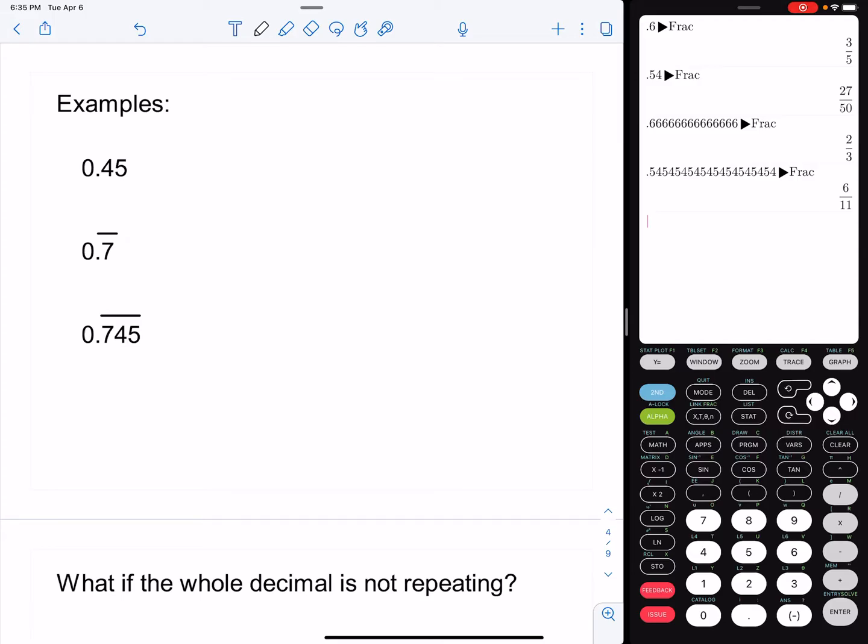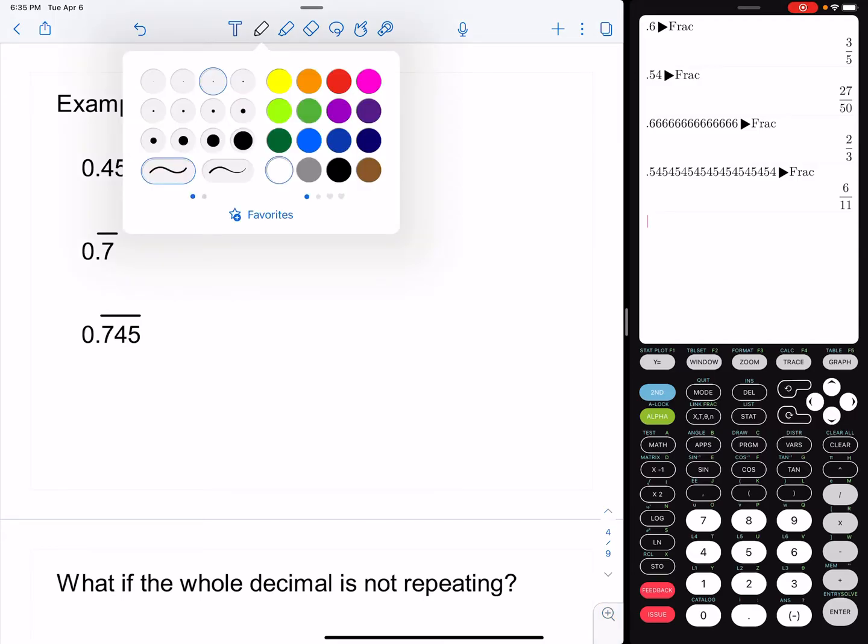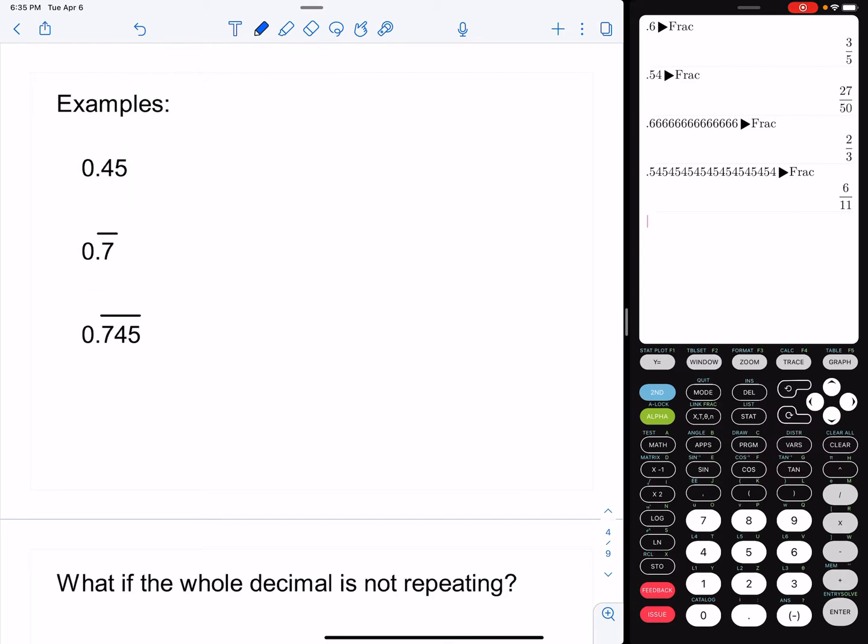Okay, so let's see how you did. Let me change my ink color because my background is now different. Okay, so we've got 0.45. Well, what kind of decimal is that? That's a terminating decimal. Okay, so terminating decimals, we just say them using place value. So 0.45, we would say that is 45 hundredths, and that's how you write it. So one decimal gets tenths, so he gets a 10.